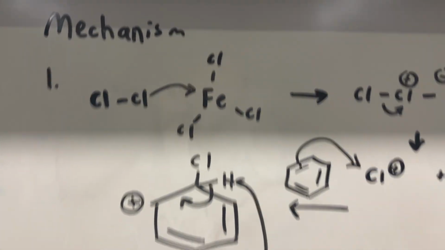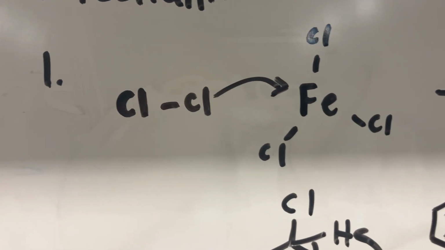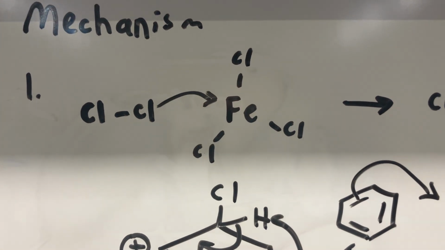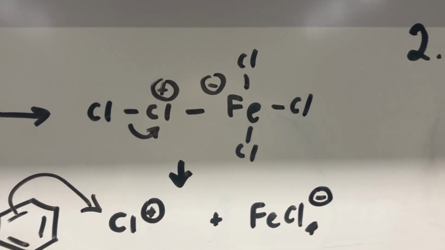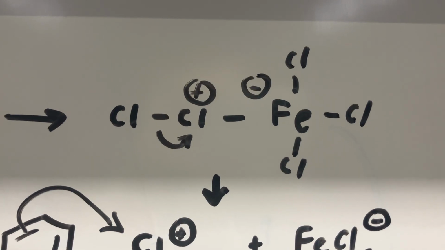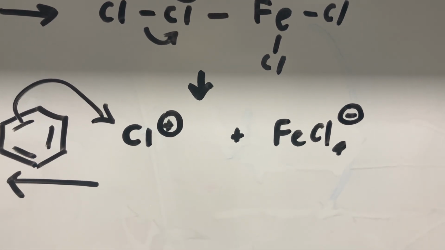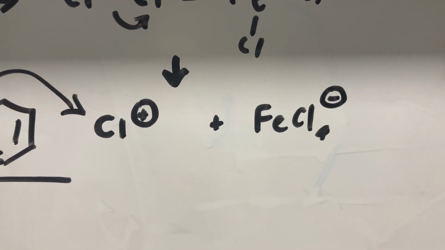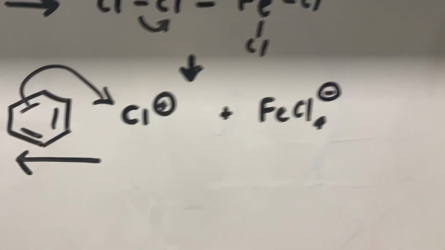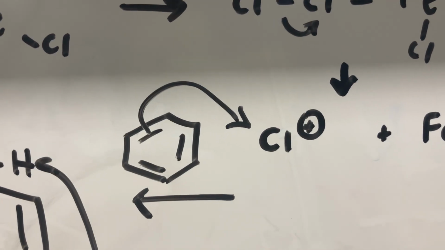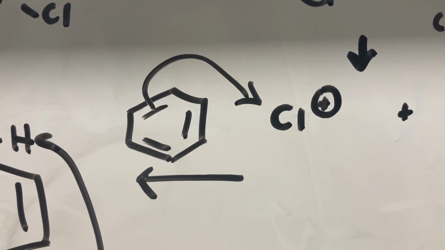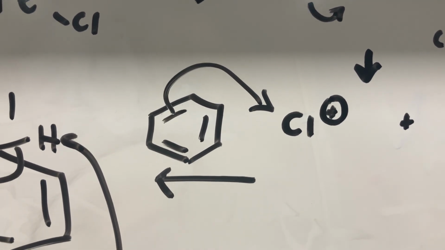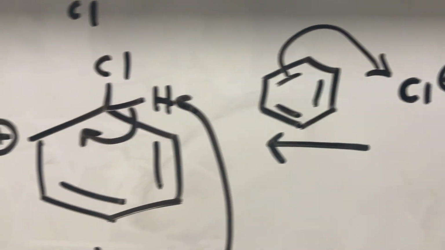Okay, here's the mechanism. So first we're going to take elemental chlorine, and that is going to attack the Lewis acid, forming this intermediate, which is then going to undergo heterolysis, producing a chlorine cation and iron tetrachloride, there we go, that's probably what that is, as an anion. Now, the positive chlorine is going to be attacked, because it's a very strong electrophile, by one of the pi bonds in benzene, and it's going to break that aromaticity.